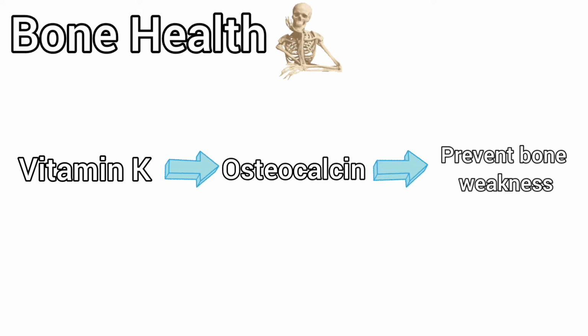Now, how is vitamin K involved in bone health? Vitamin K is involved with the production of proteins in the bone, including osteocalcin, which is needed to prevent the weakening of bones. Some studies have shown that higher vitamin K intakes are associated with a lower incidence of hip fractures and have been linked with low bone density. However, there are conflicting results on whether vitamin K supplements reduce bone fractures.